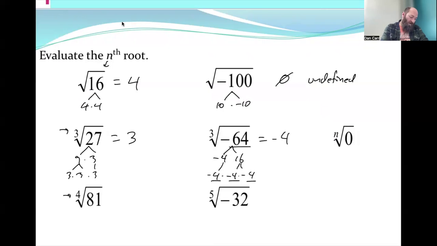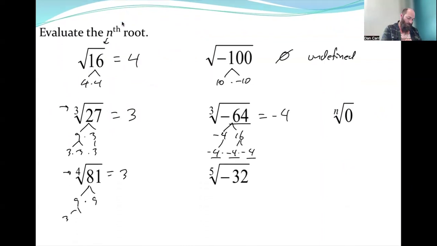If I look at the fourth root of 81, what number times itself 4 times would give me 81? That's going to be 3, because 81 would be 9 times 9, and each of those will split up into 3 and 3. So 9 times 9, 3, 3, 3, 3. For negative 32, we're looking for a number multiplied 5 times to give me negative 32. Because it's a negative number, it will be a negative, and that's going to be 2. So negative 2 times negative 2 times negative 2 times negative 2 times negative 2 is negative 32.